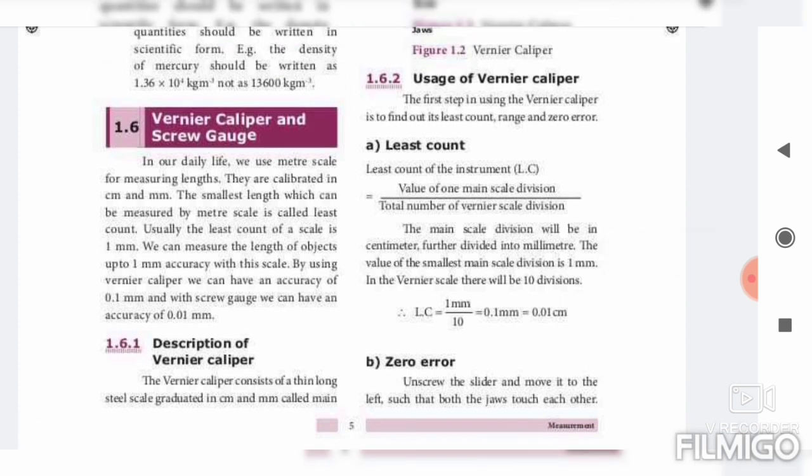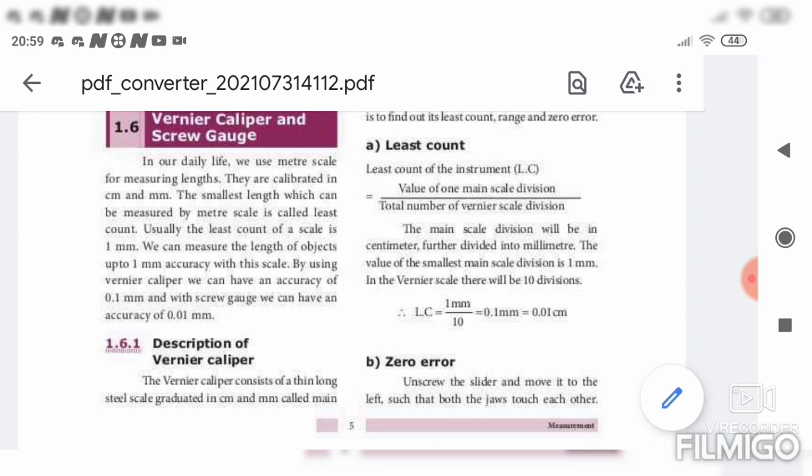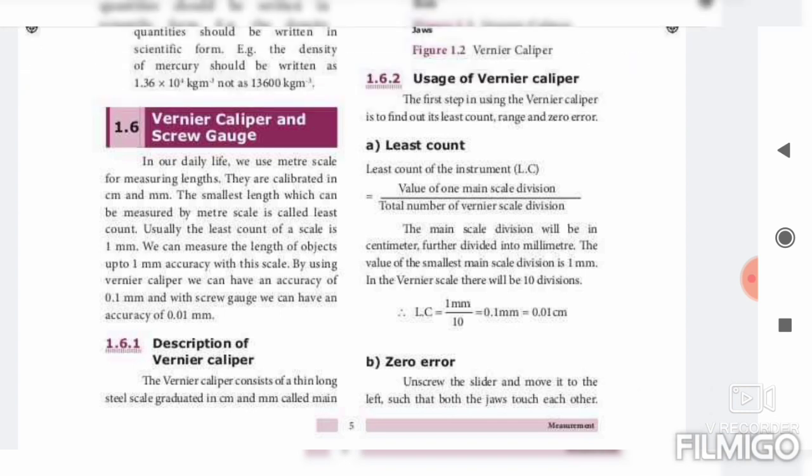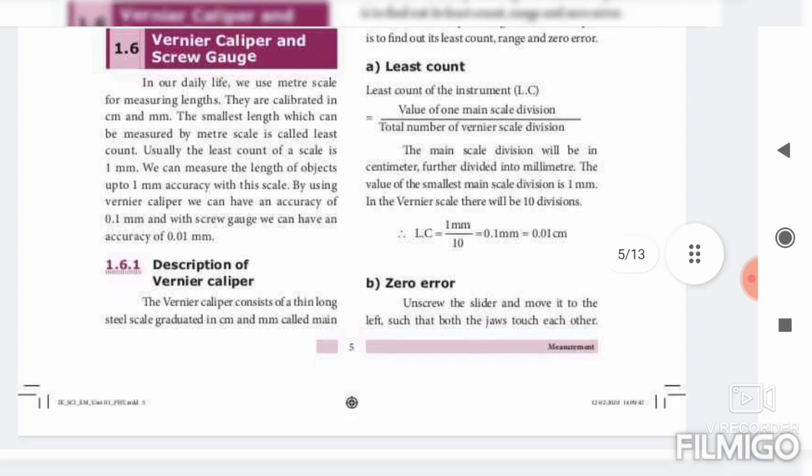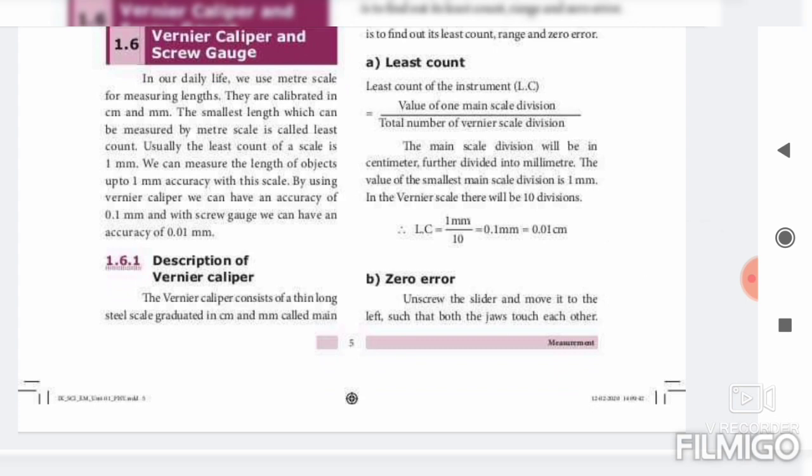What is the formula to find the least count? Least count of the instrument is equal to the value of one smallest main scale division divided by the total number of vernier scale divisions. So LC, which means least count, is equal to 1 divided by 10. You will get 0.1 millimeter. In centimeter, if you write, it means 0.01 centimeter.